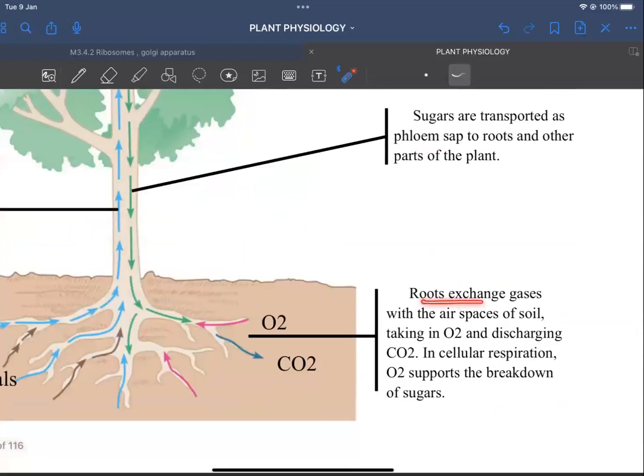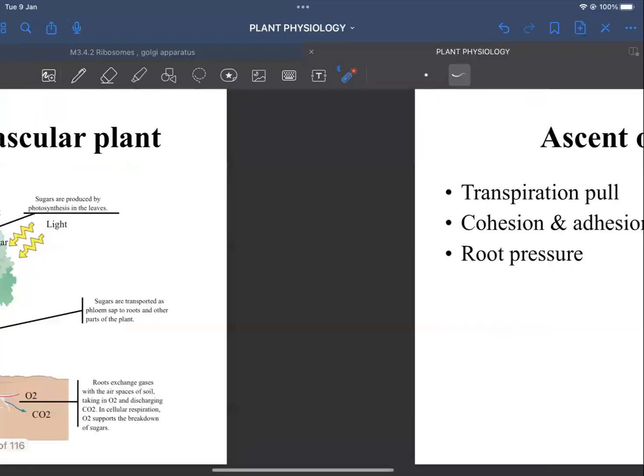The root exchanges gases within the air spaces of the soil, taking in oxygen and also discharging carbon dioxide during cellular respiration. The oxygen is going to support the breakdown of sugars.